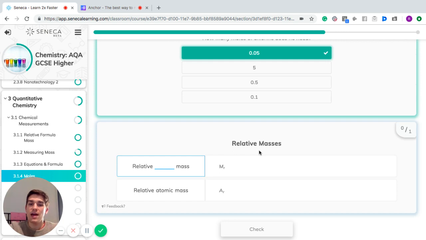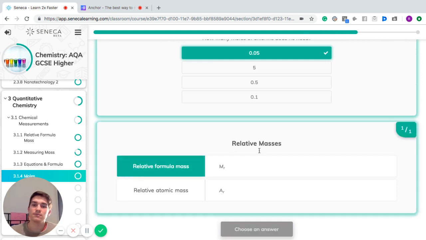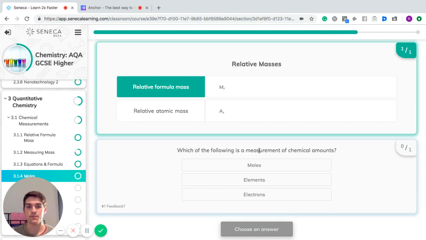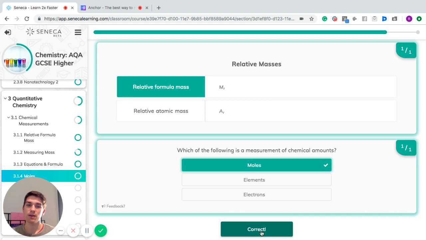Now remember, Mr is the relative formula mass, and Ar is the relative atomic mass. Now, which of the following is a measurement of chemical amounts? Elements are not a measurement of chemical amounts, neither are electrons, but moles is a measurement of chemical amounts.